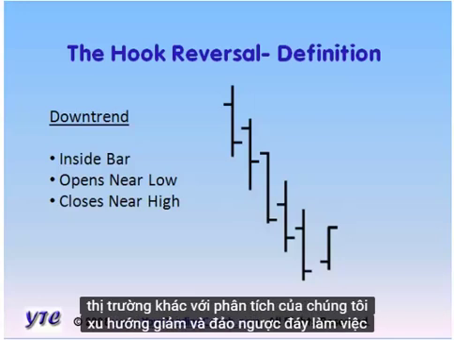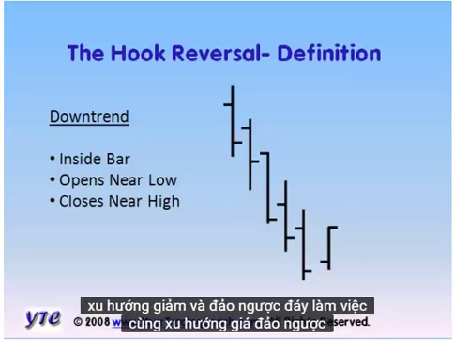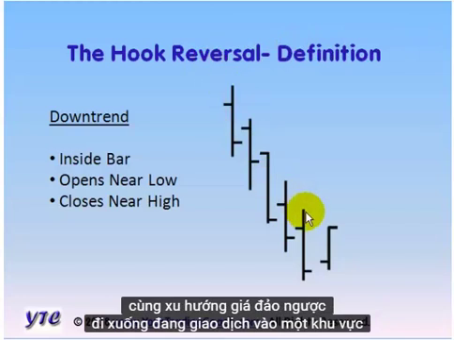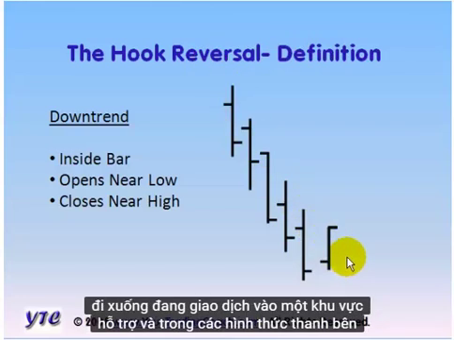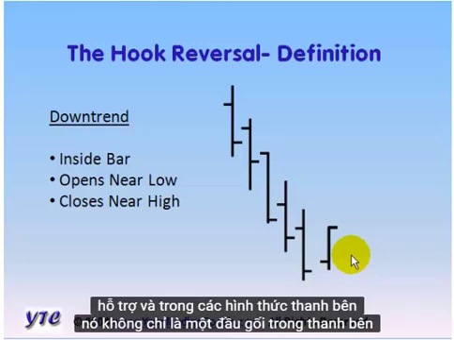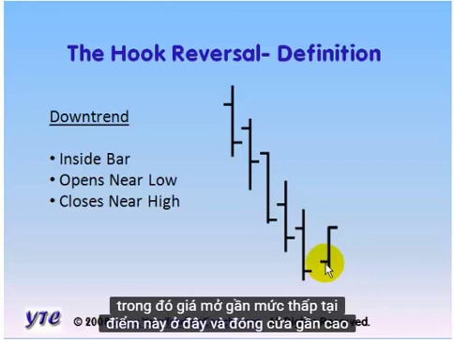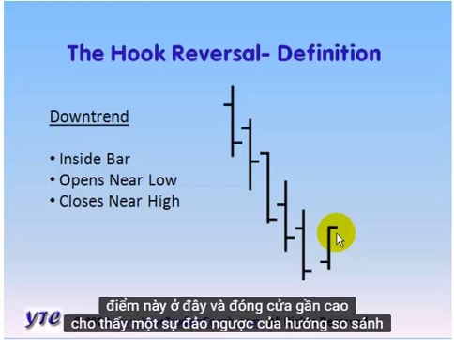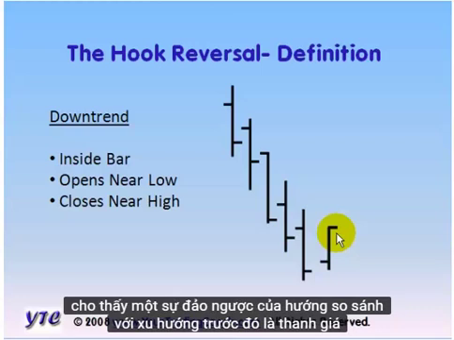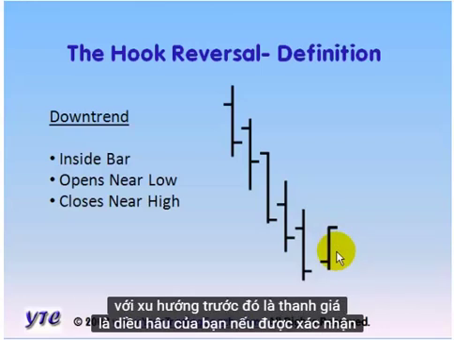A downtrend and bottom reversal work the same, just reversed. Price trends downwards, ideally into an area of support. An inside bar forms. However, it's not just any inside bar, it's one in which price opens near the low at this point here and closes near the high, showing a reversal of direction compared with the preceding trend. That price bar is your hook reversal if confirmed.